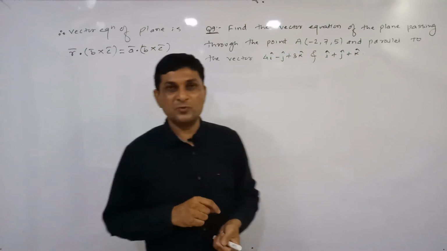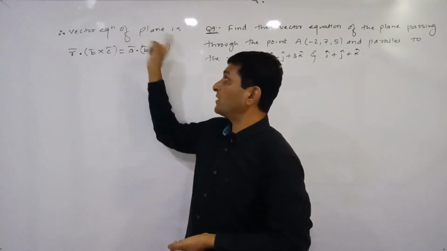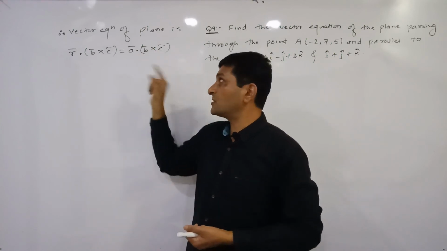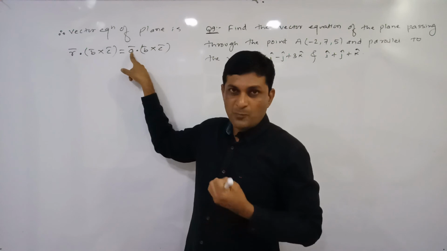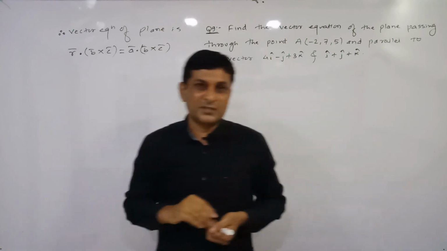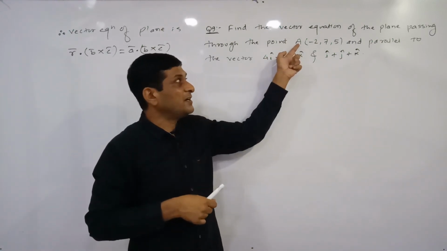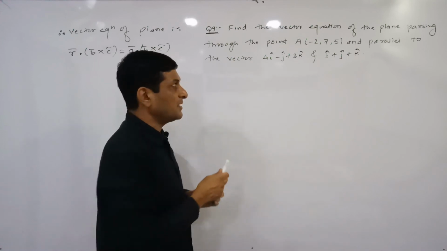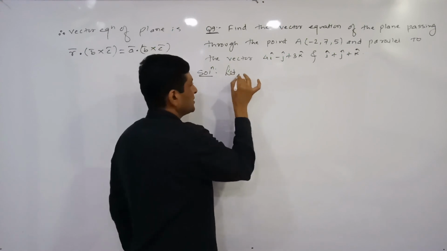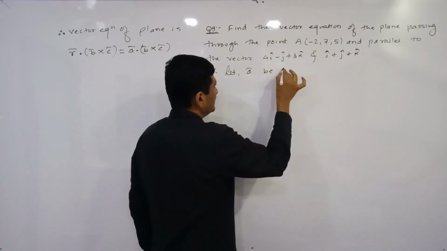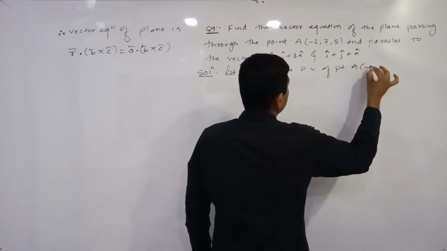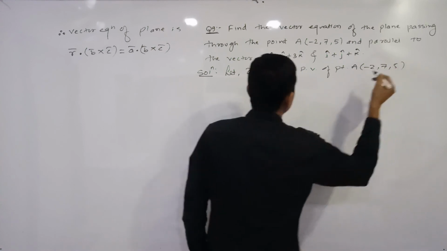If these values are given to us, which formula is applicable to find the vector equation of the plane? R bar dot b bar cross c bar is equal to a bar dot b bar cross c bar, where a bar is the position vector of a point on the plane and b bar and c bar are vectors parallel to the plane. So first, to find the value of a bar, we denote the position vector of this point by a bar. One point on the plane is given to us, and I denote its position vector by a bar. So let a bar be the position vector of point A having coordinates -2, 7, 5 on the plane.